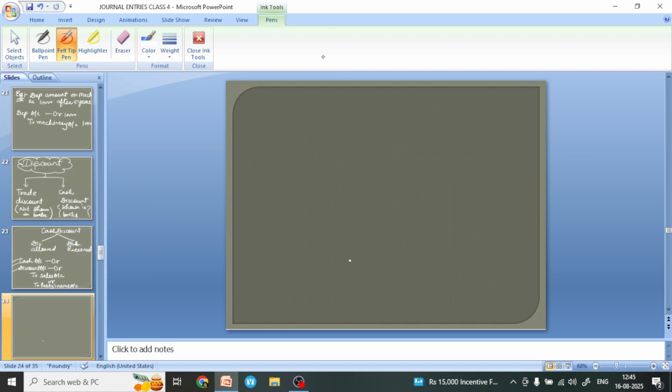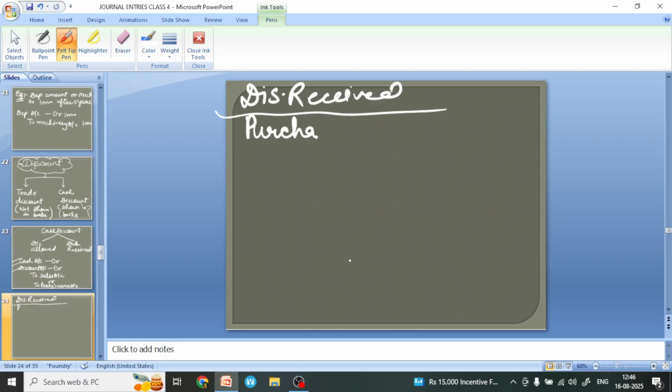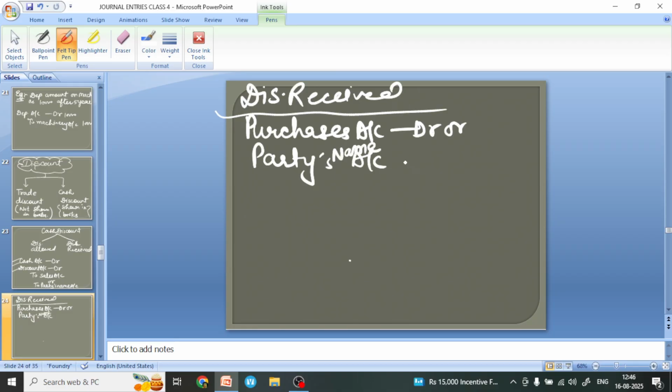And after that, discount received. In case of discount received, when at any time you purchase or pay cash, any concession received from the seller is called discount received. And the entry will be purchases account debit or party's account debit, party's name when purchased on credit.